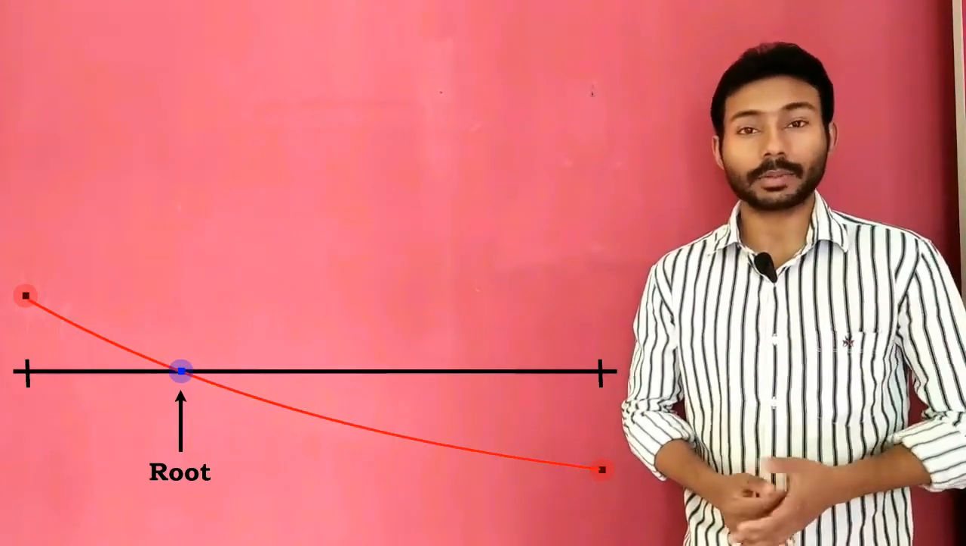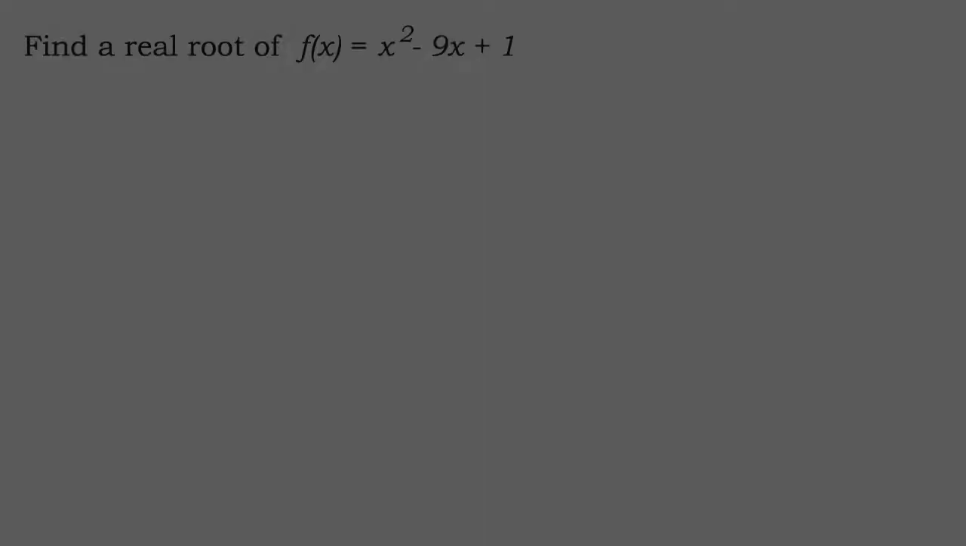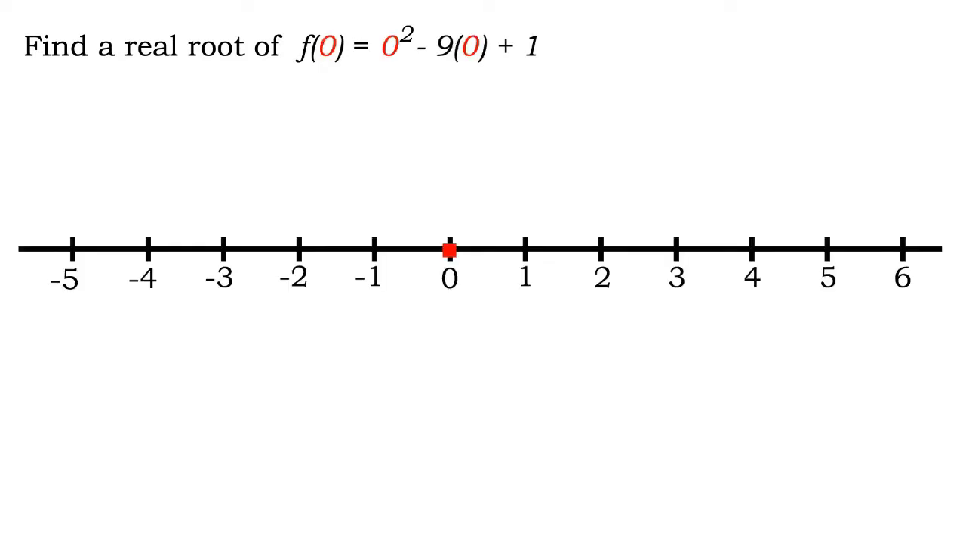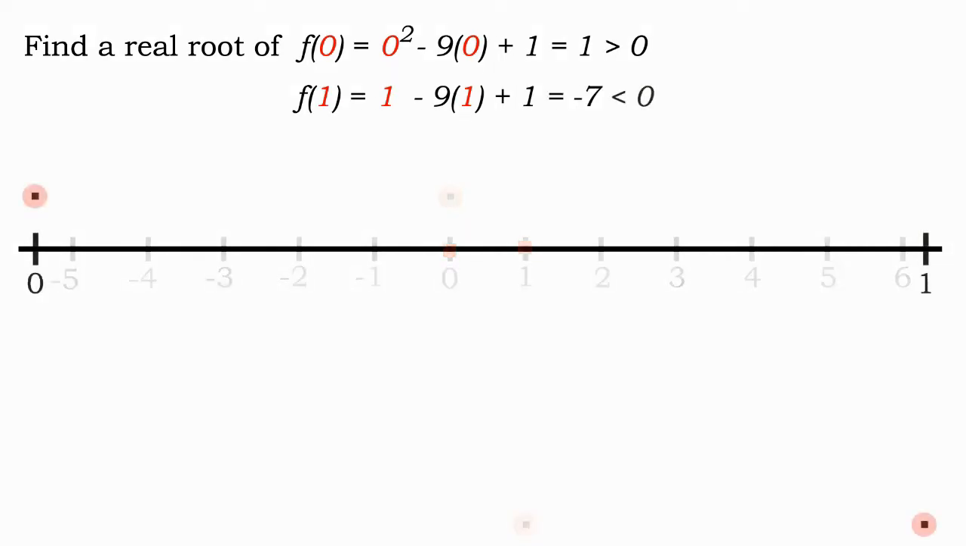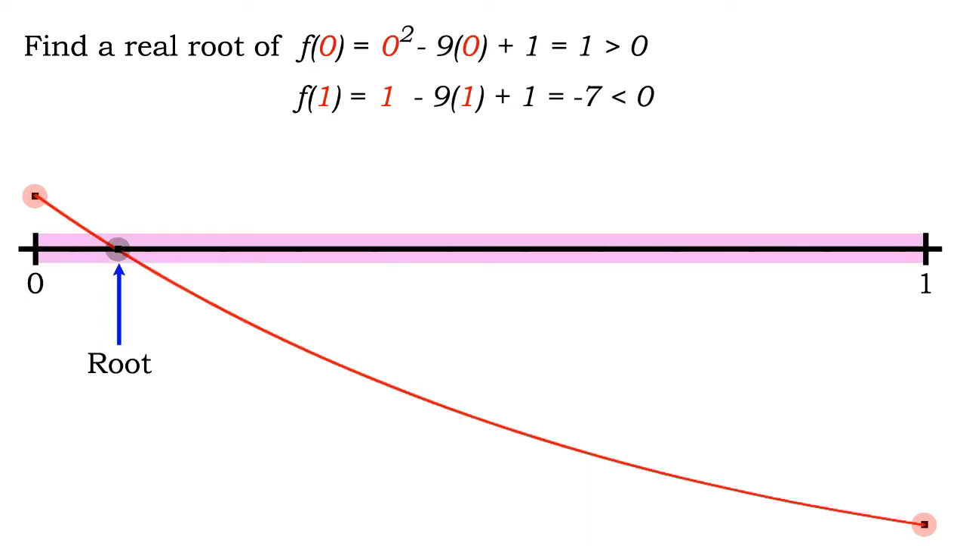Let's take an example to explain what this method is all about. Let's say we wish to find an approximate root of this function. At the point 0, the function takes a positive value, while at the point 1, the function takes a negative value. If we zoom in on this picture, this is what we're looking at. So by Bolzano's theorem, a root of the given function lies between 0 and 1. In other words, a root of the given function lies in this interval.